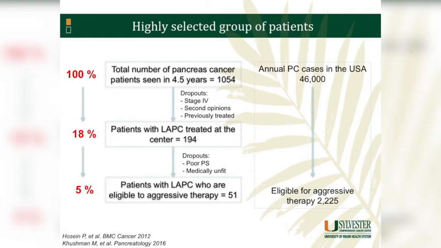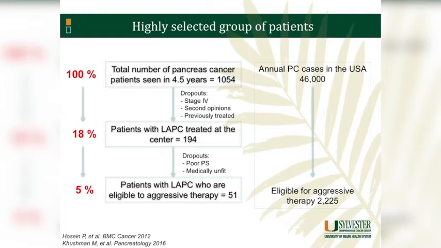First of all, I want to show you that this is a very highly selected group of patients. In the time frame of this study, there were 1,000 patients who came through the door at our institution with pancreas cancer. When you take out the patients with stage 4 disease and restrict it to stage 3 locally advanced pancreas cancer, 194, then those who were candidates for intensive treatment were only 51 patients. This was the study number here. So 5% of all the patients. This is a very, very highly selected group of patients. But in this group, we were able to see good outcomes.